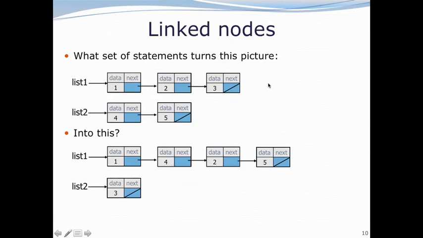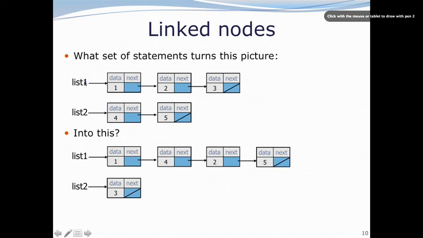This is a linked list manipulation problem. We have the following two lists that we start with, and we want to manipulate them to end up with this second picture here. So the goal is to move nodes by changing links and not actually create any new nodes. So the first step is to identify the different references that we'll have to change.